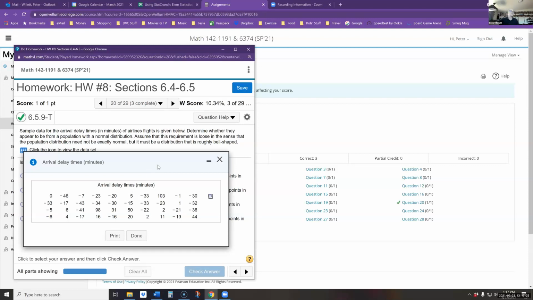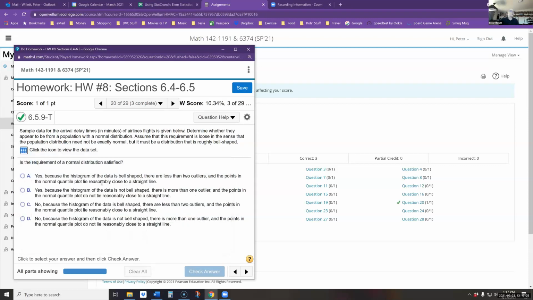And we're supposed to assess normality. Now, if we look at some of the options, it says, is the requirement of a normal distribution satisfied? It has discussions about the histogram and whether the points lie reasonably close to a straight line on a normal quantile plot. So they basically want us to look at these 2 things and then pick the correct conclusion with the justifications given. And 2 of them are yes and 2 of them are no, with a variety of justifications.